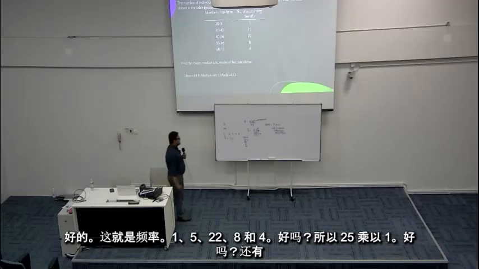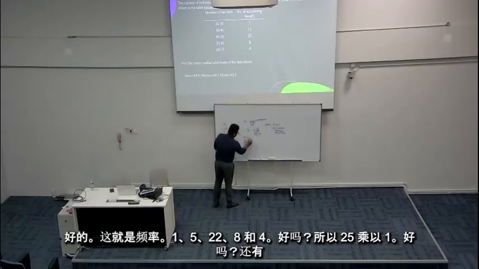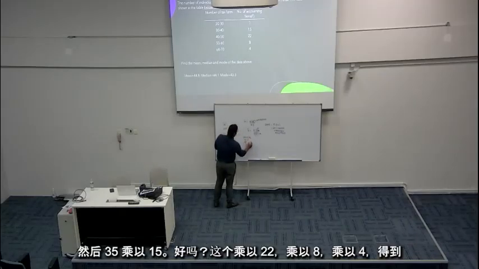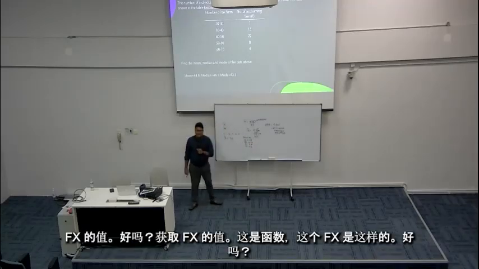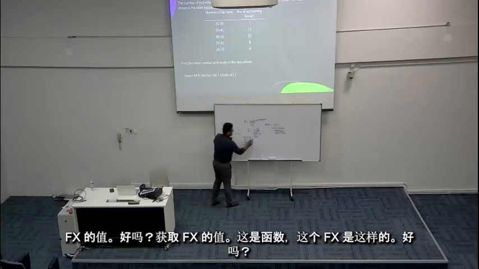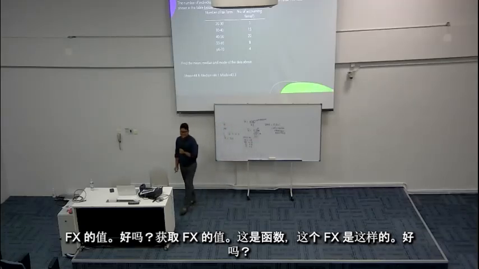Okay? So 25 multiplied by 1. Okay, and then 35 multiplied by 15. Okay, this one multiplied by 22, multiplied by 8, multiplied by 4, to get the value of fx. Okay, to get the value of fx. This is the function, this fx like this.